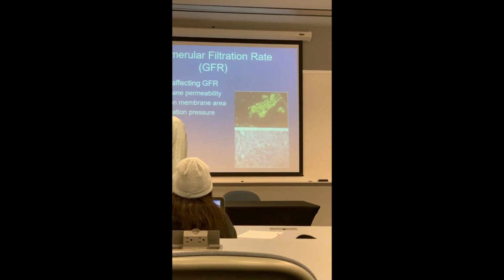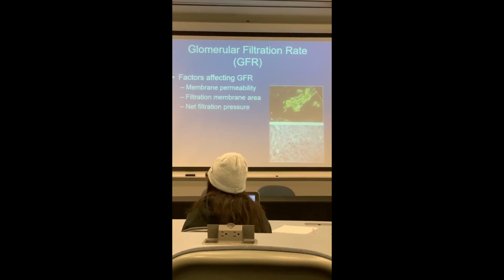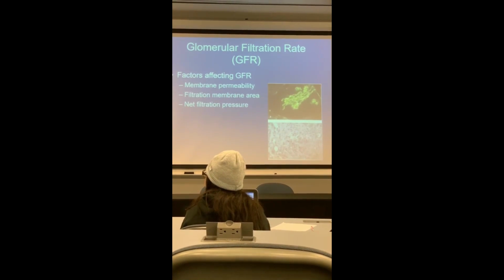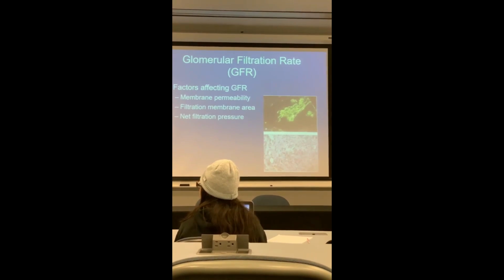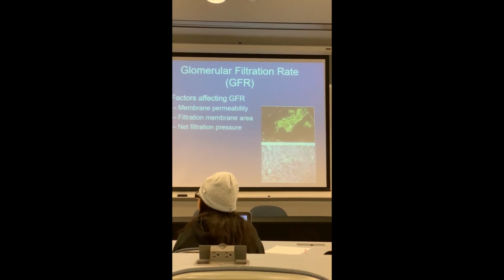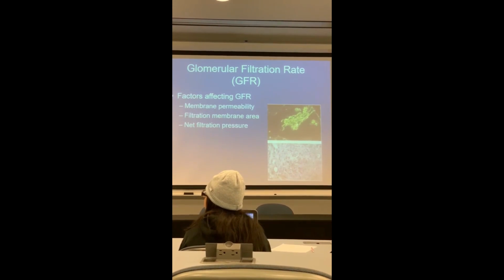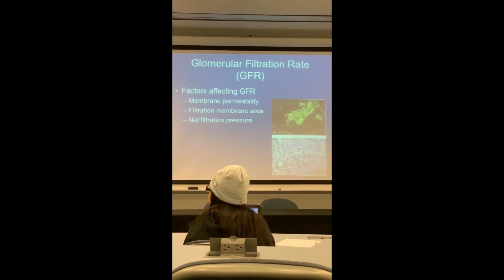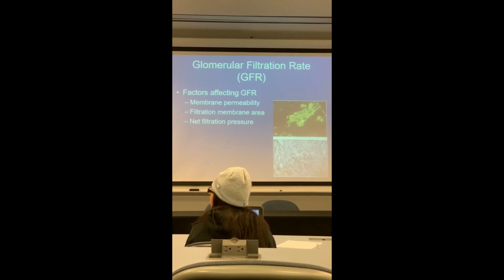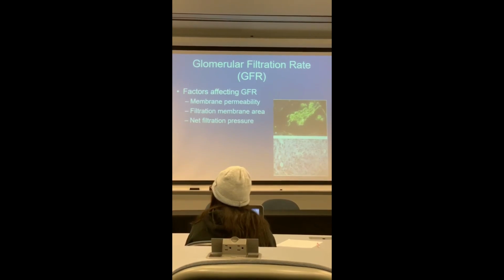And then lastly, we have net filtration pressure, and obviously this one is the easiest to change because you have control over the rate at which blood is flowing into the glomerulus. You have two arterioles. You can also have control over the rate at which filtrate is flowing theoretically, but you don't really regulate that. You regulate the rate at which it's being produced by regulating the pressures pushing it out.